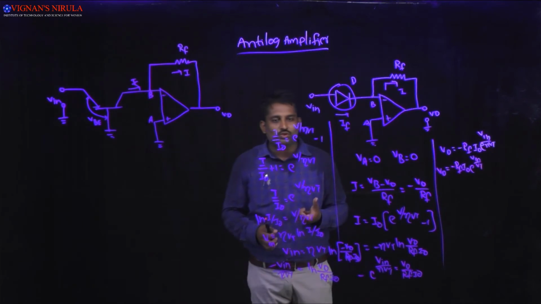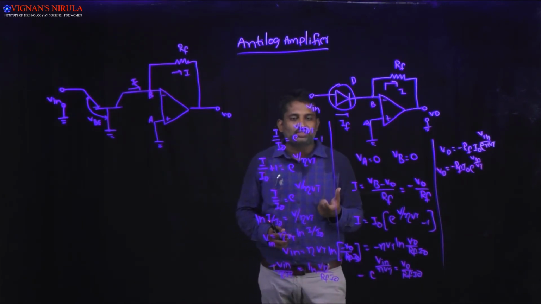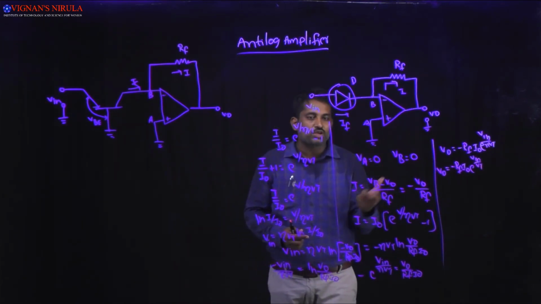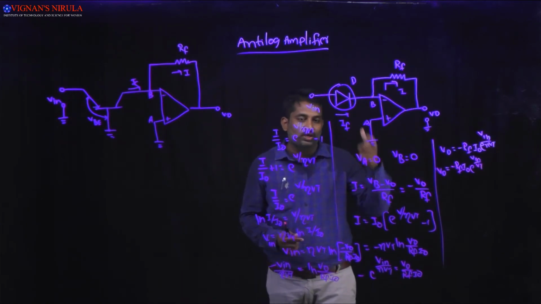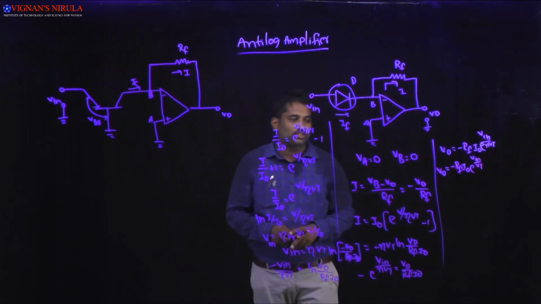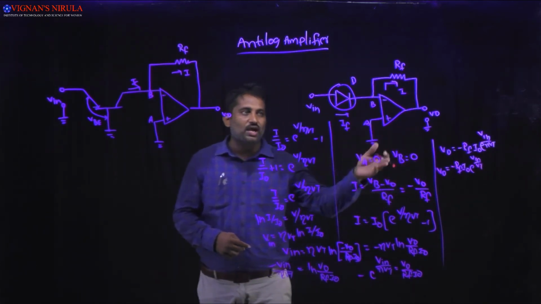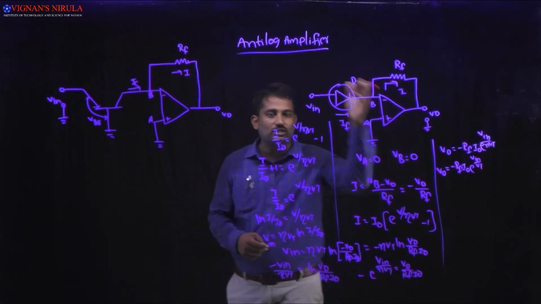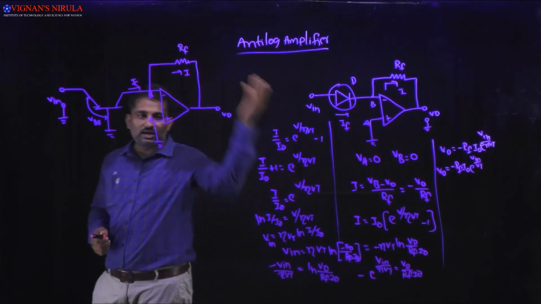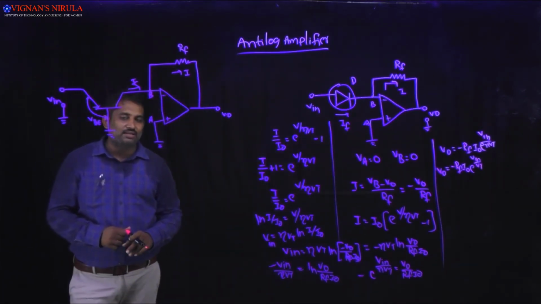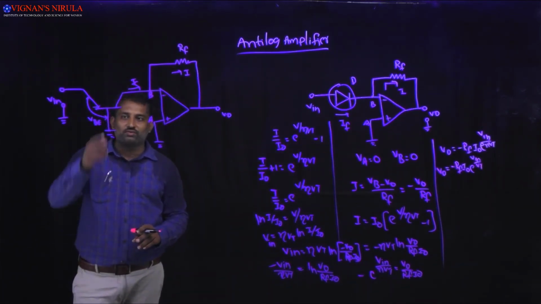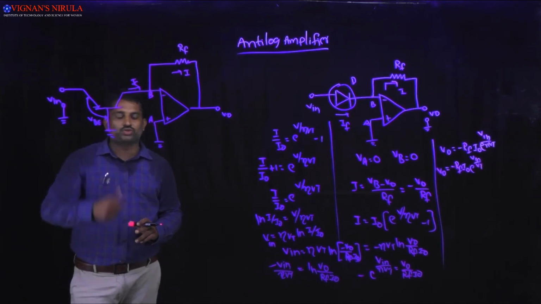Just now I told you that the output voltage is anti-logarithm of input voltage or the exponential of input voltage. So which is nothing but output voltage of anti-logarithmic amplifier by using diode. Now similarly, we are going to explain anti-logarithmic amplifier with the help of transistor.